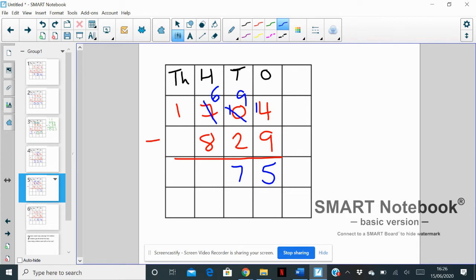And in my hundreds column, I've got 6 subtract 8. I know I can't do 6 subtract 8, so I'm going to have to regroup. So I can see I've got 1,000 in my thousands column. I'm going to take that away, there are none left, and regroup it as 10 hundreds. So I now have 16 in my hundreds column. 16 subtract 8 is 8, and there's nothing left to subtract in my thousands column. So I finished my calculation.